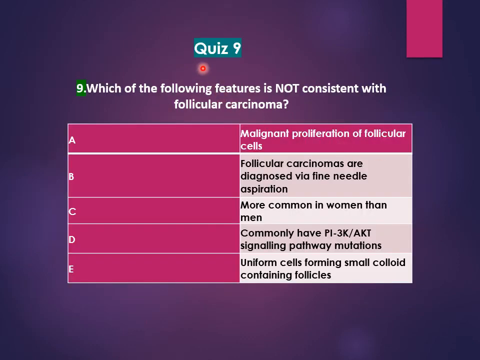Now we come to quiz number 9. Which of the following features is not consistent with follicular carcinoma? A. Malignant proliferation of follicular cells. B. Follicular carcinomas are diagnosed via fine needle aspiration. C. More common in women than men. D. Commonly have PI3K-AKT signaling pathway mutations. And E. Uniform cells forming small colloid-containing follicles are seen.